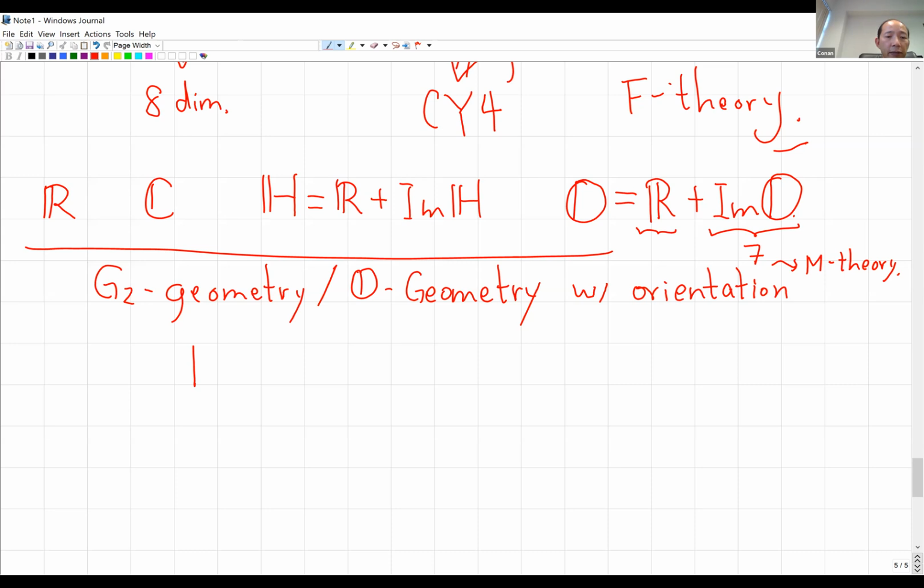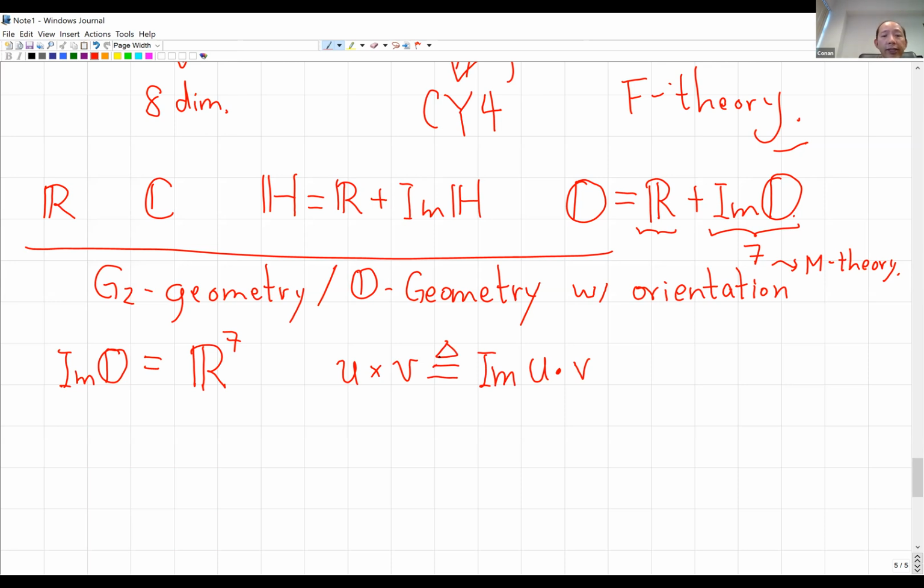If you think about the 7-dimensional space, in the linear theory it is just the imaginary part of the octonion. Then it has a product structure: if you have two imaginary octonions, you can take their product as octonions and then look at the imaginary part. That's the definition.